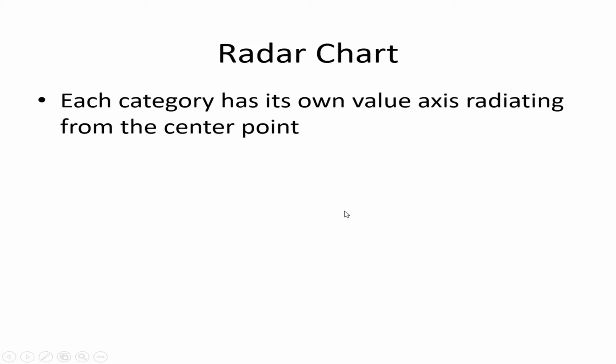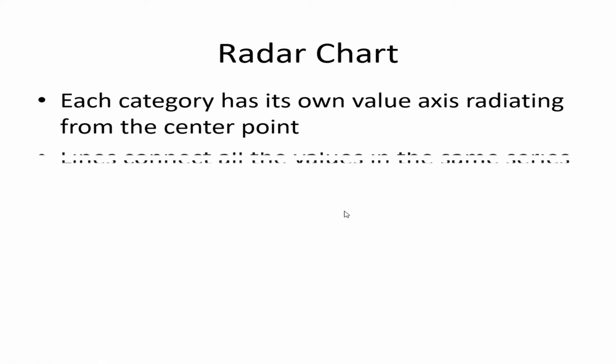This is the definition of a radar chart. Each category has its own value axis radiating from the center point, with lines connecting all values in the same series. This radar chart is used for many things. People who like to play computer games will be very familiar with this type of chart.